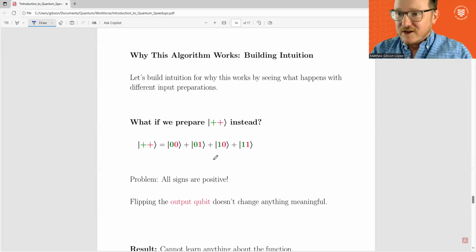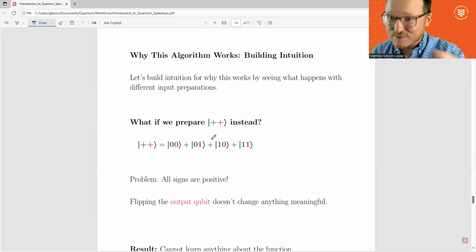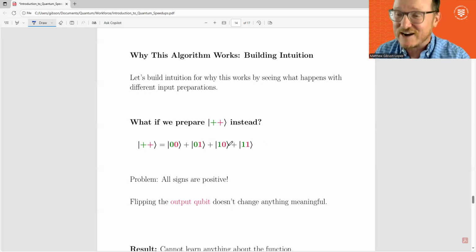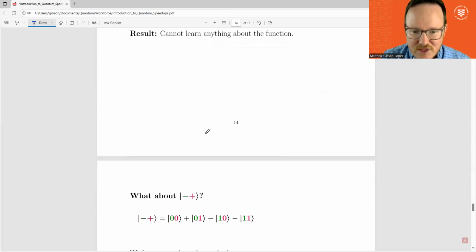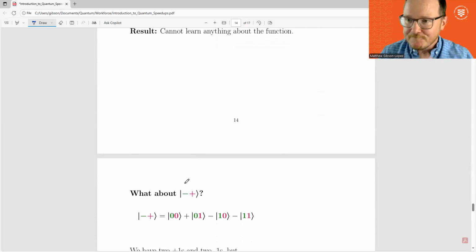So you need to have both signs, plus one and minus one, represented inside of your state if you're going to have a chance of being able to detect something. So clearly plus plus just doesn't work for this one. Okay, so what about minus plus?